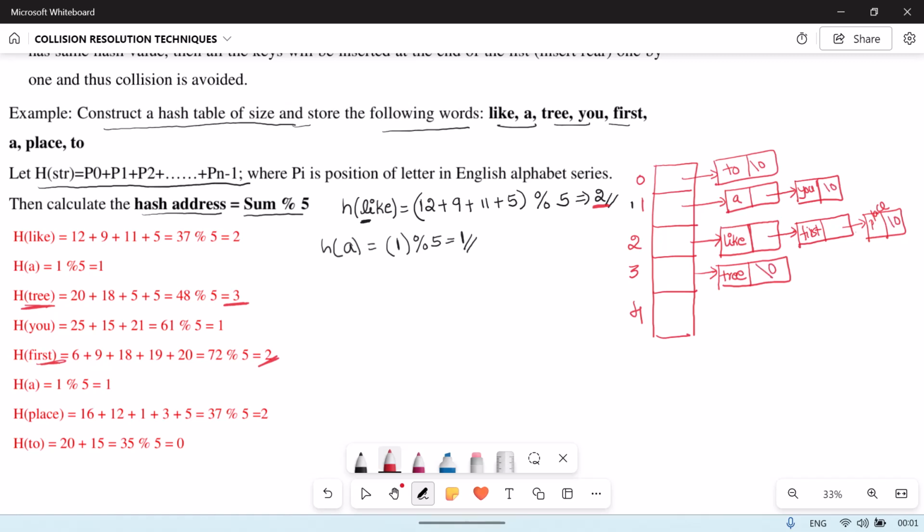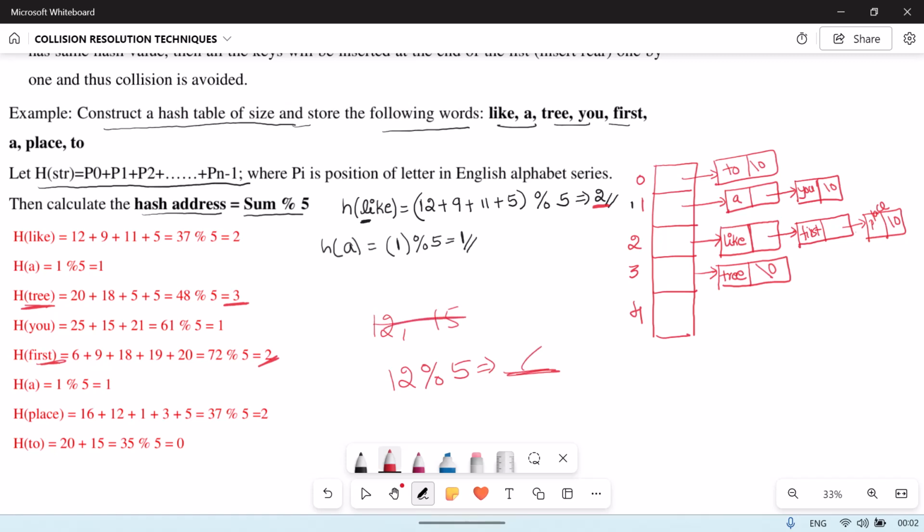This is how you will do the chaining method. You will have to use the linked list. If they ask you about chaining, you can draw this. Even if it is numbers, you need not worry. If they give numbers like 20, 12, 15, you directly use the division method, find the hash value, and according to the hash value, you place it over here.